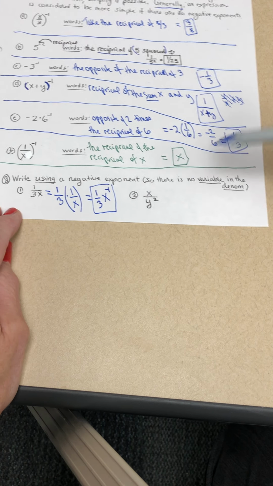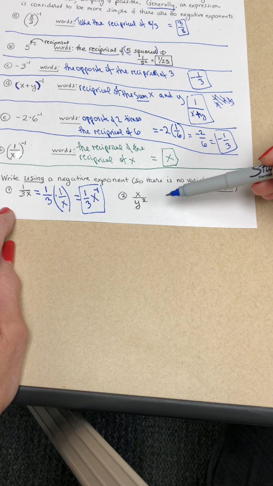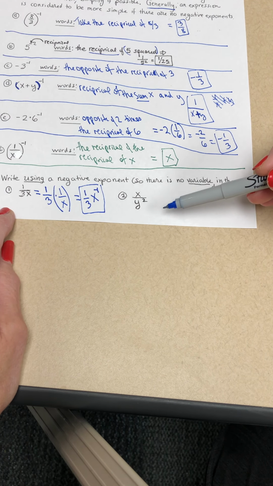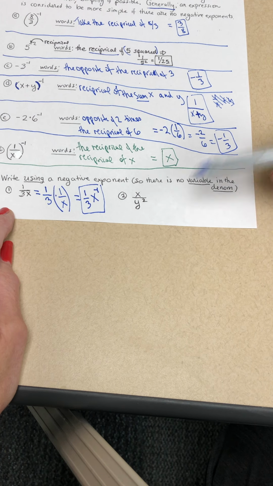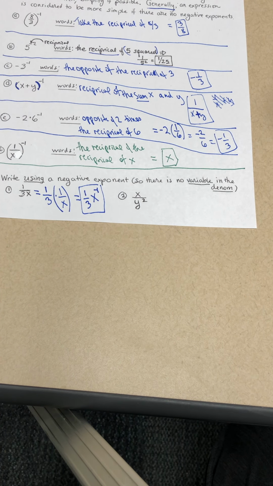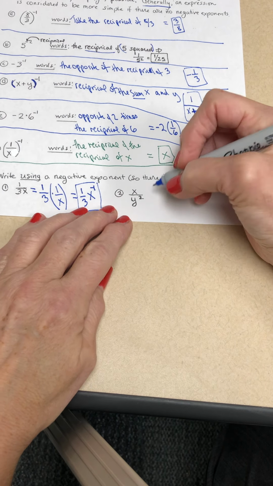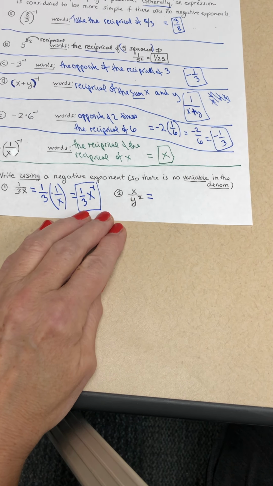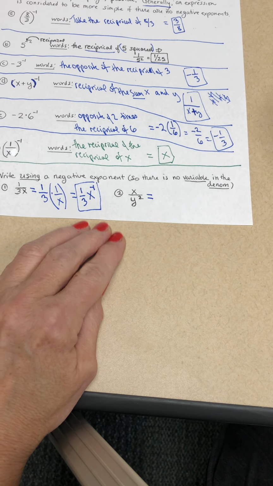So pause and see if you can come up with this one. Can you write this so that there's no variable in the denominator? Well, I'm going to go ahead and go over it. Hopefully you paused the video and tried.